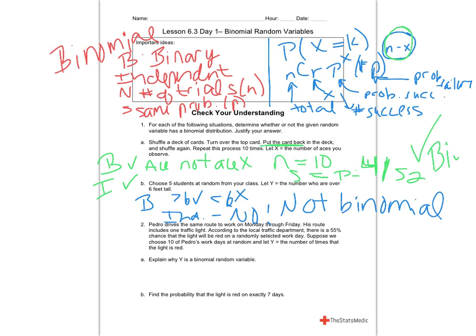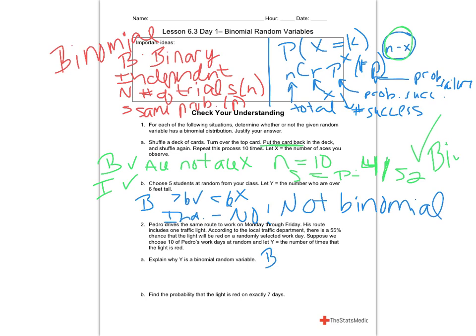Okay, let's look at part number 2 then. Pedro drives the same route to work on Monday through Friday. His route includes 1 traffic light. According to the local traffic department, there's a 55% chance that the light will be red on a randomly selected workday. Suppose we choose 10 of Pedro's work days at random and let Y equal the number of times that the light is red. Explain why Y is a binomial random variable.